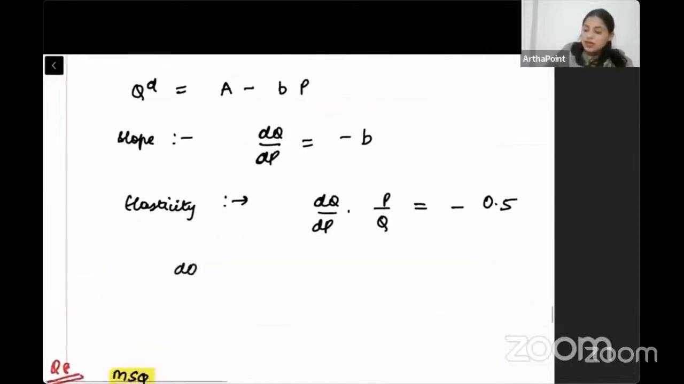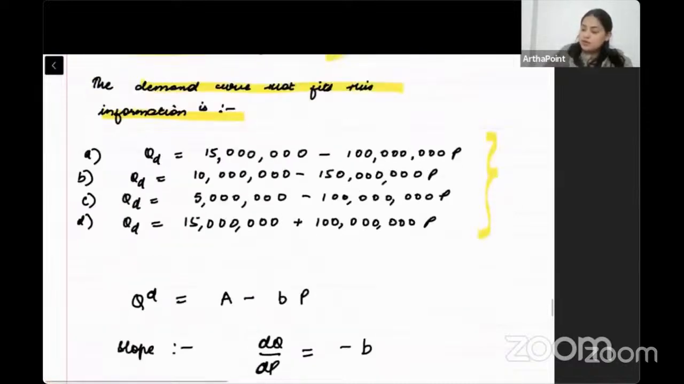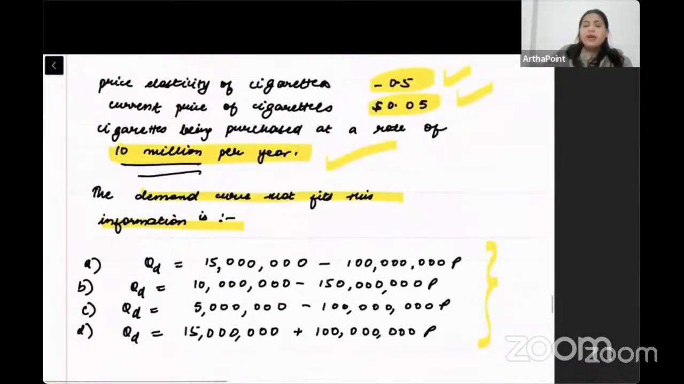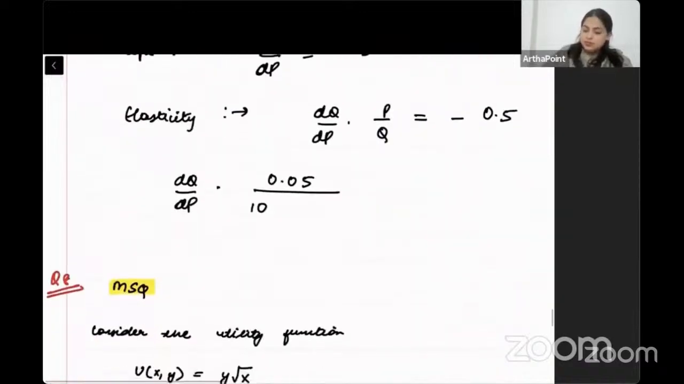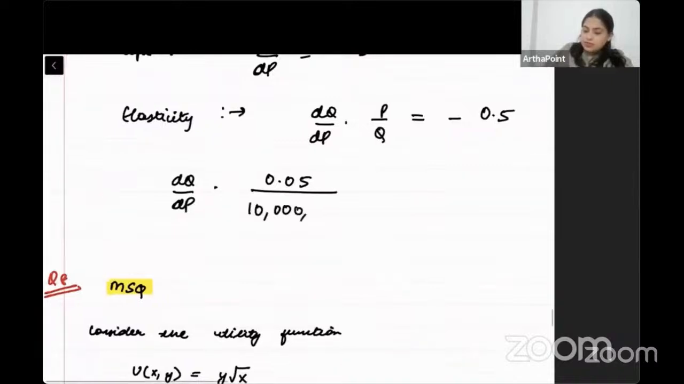So बेटा ये हो गया dq by dp. प्राइस की वैल्यू दी हुई है. प्राइस क्या दिया हुआ है? 0.05. एंड q की वैल्यू क्या दी हुई है? This 10 million. So 10 million now. So this will be equal to minus 0.5.